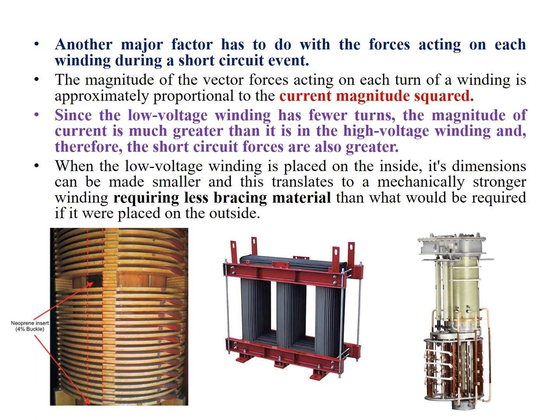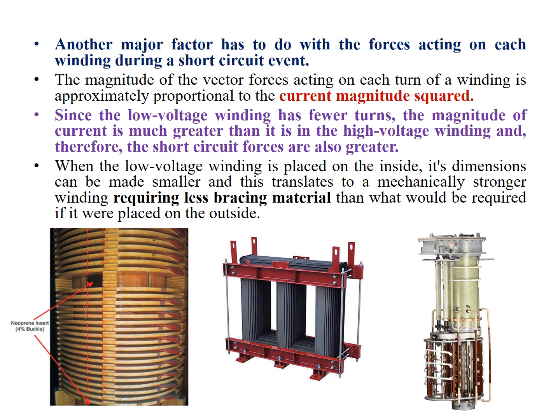Another major factor has to do with the forces acting on each winding during a short circuit event. The magnitude of the vector forces acting on each turn of a winding is approximately proportional to the current magnitude squared, that we have seen in the last slide. Since the low voltage winding has few turns, the magnitude of the current is much greater than in the high voltage winding, and therefore the short circuit forces are also greater.